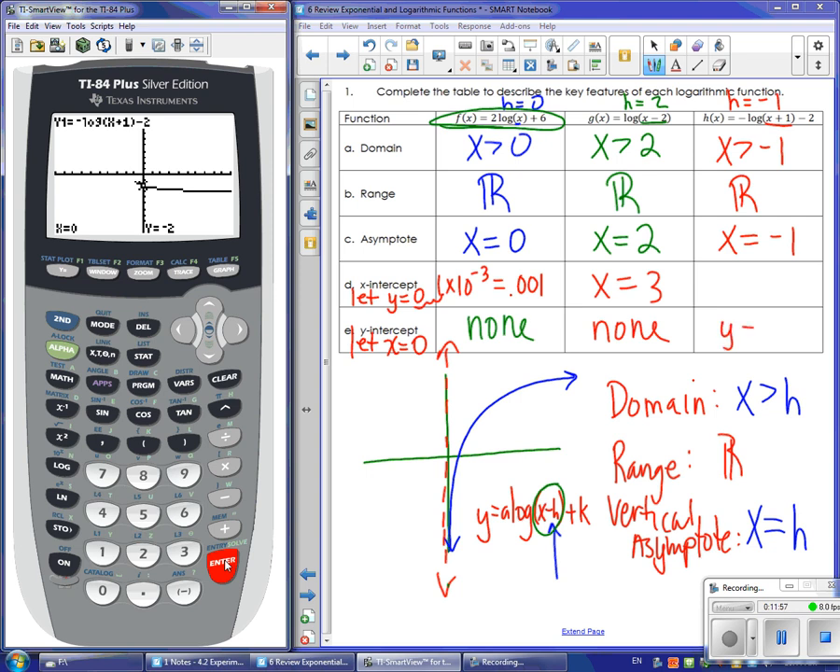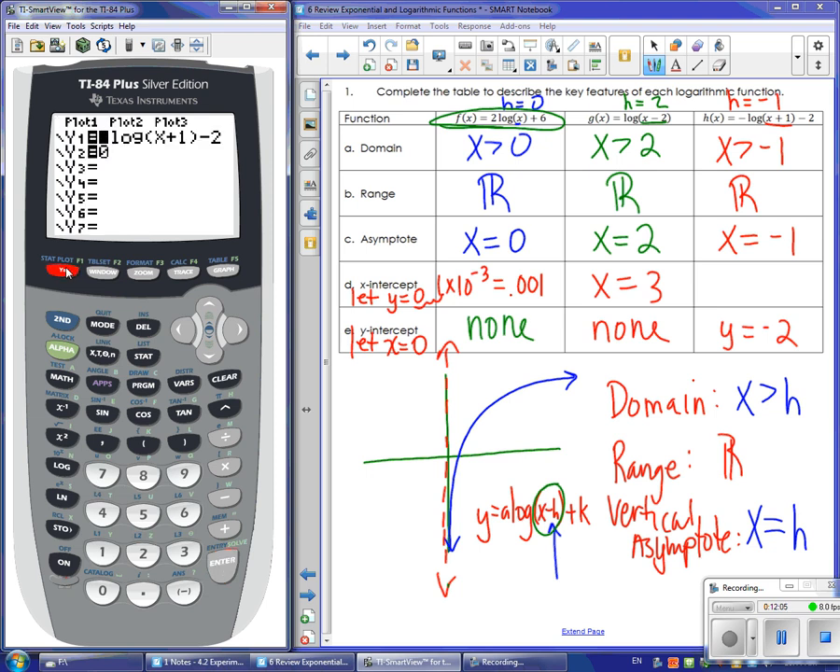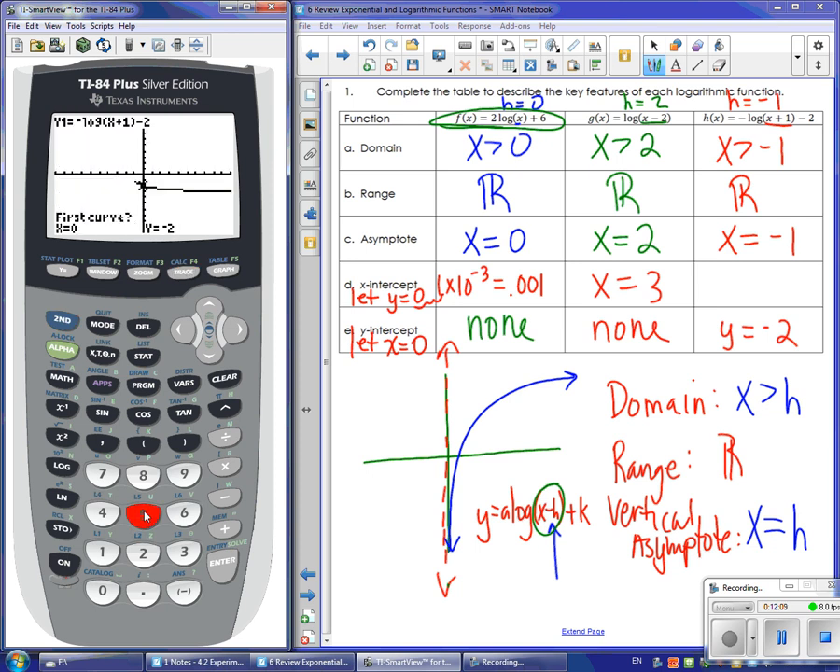That's my y-intercept. If I want to find the x-intercept, I'm going to go back and make sure that I have the 0 in y2. Go to second trace, intersect. Notice that my cursor is on my function, so that's fabulous. I'm just going to press enter 3 times until I can see the point of intersection, and that occurs when x is equal to negative 0.99.